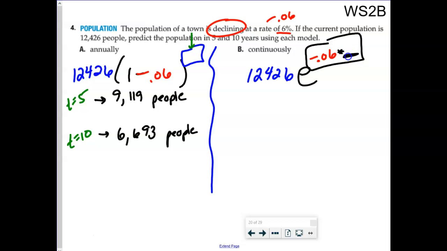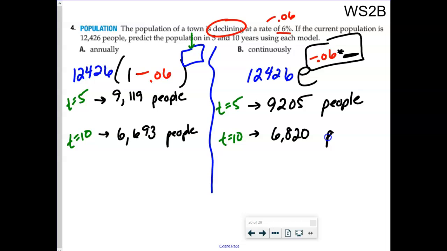So the t, the first time when you plug in a 5 to this, make sure you have a negative in the exponent there. That will create the decay factor. I think you get about 9,205 people. And then 10 years, you get 6,820. Make sure everybody knows how to type these in, because that's kind of half the battle on this test, right? When you come up to the typing test is, I can't help you with the calculator. Like, I'm asking you how to use the calculator, not the other way around.